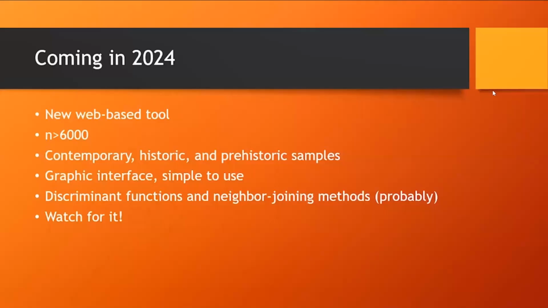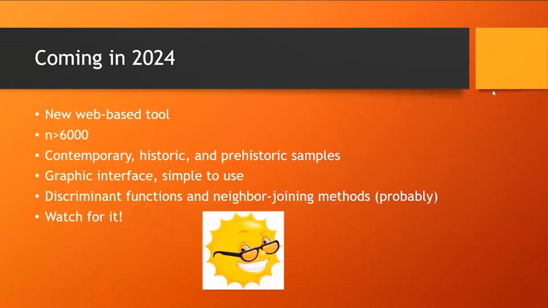And so it's going to be simple to use, and then work statistically, probably giving you a couple of different choices. One of those will be discriminant functions, but then probably some machine learning approaches like neighbor joining, or maybe some other stuff too. We're working out those statistics still. And so I'm going to predict that this tool will be available to you in mid-2024 or before that. So please watch for it. I'm excited to get it out to you.